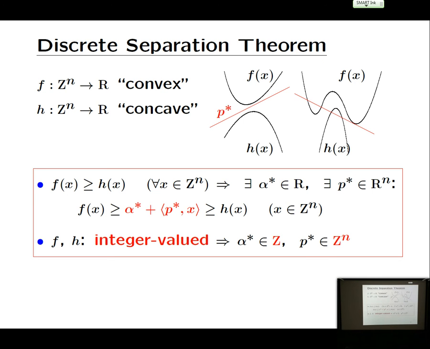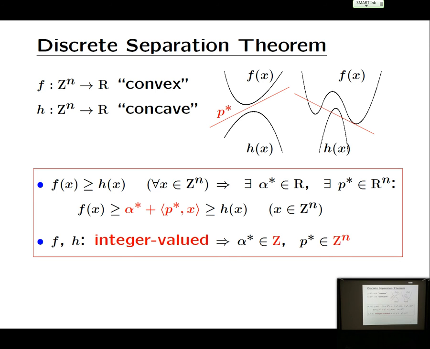Well, what is the discrete separation theorem? In the generic form, it says that if f is convex and h is concave, then there exists a hyperplane, a linear function, in between. And if the functions f and h are integer-valued, the separating hyperplane must be defined by integer data. This is the discrete separation theorem.